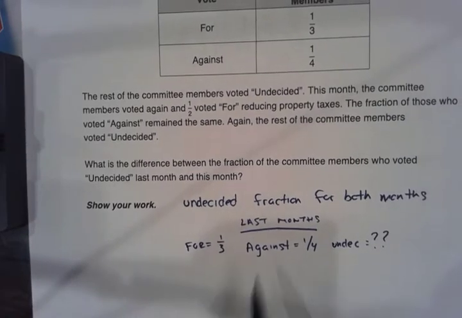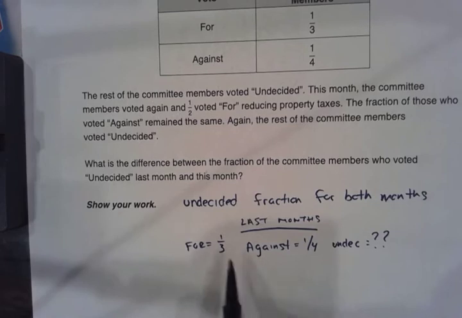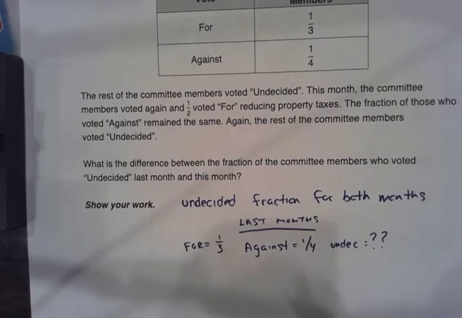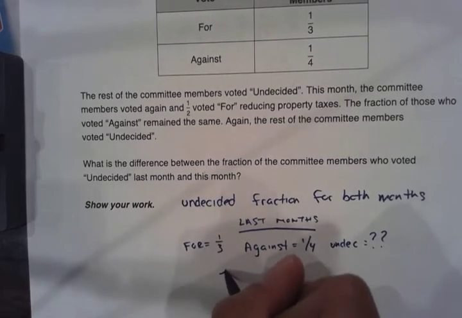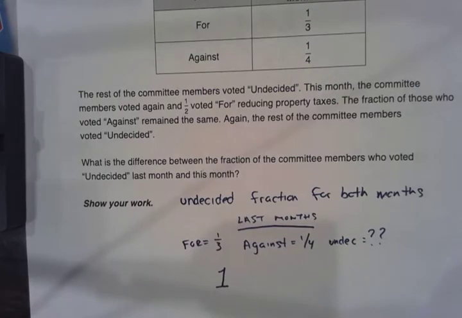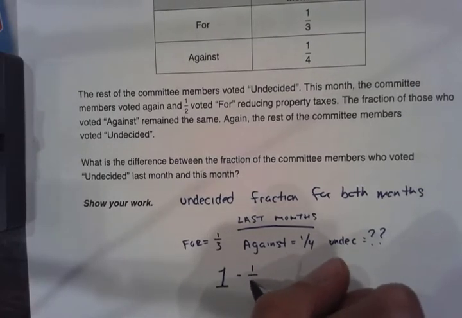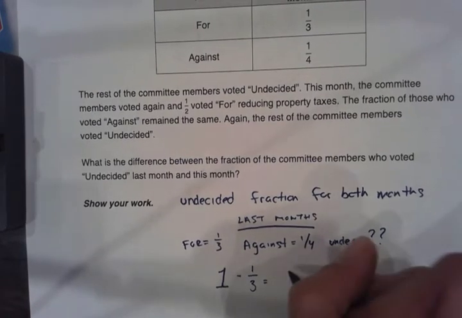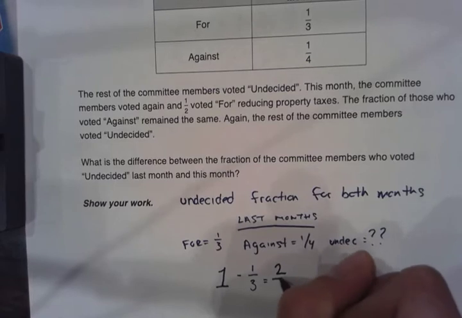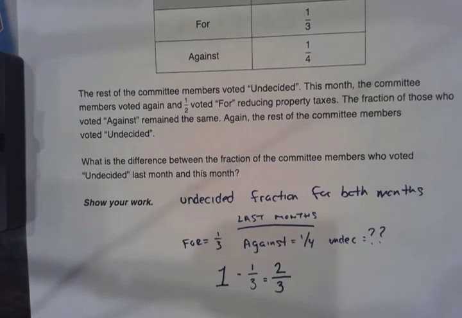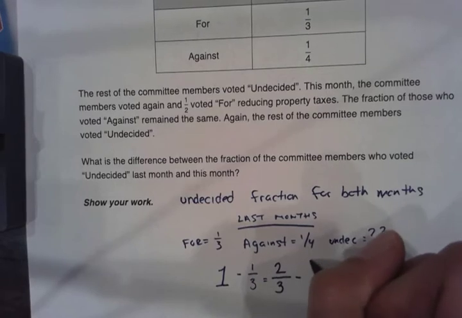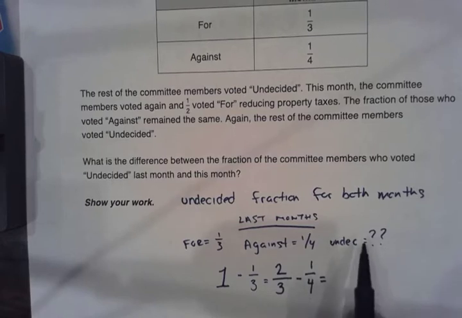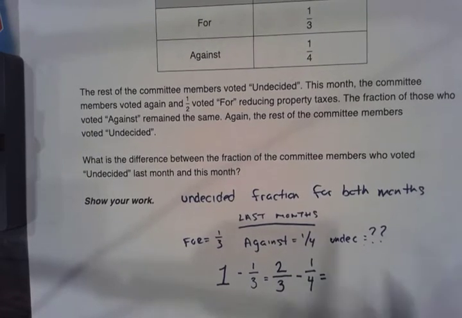Well, we know that the whole thing equals 1 whole, so if we just subtract these two fractions from 1 whole, we're going to figure out our undecided. So let's do just 1 whole minus our for, which is 1/3, and this one's going to be easy. We know 1 is the same as 3/3, and we're just going to take away 1/3. So that's going to be 2/3. So now we got to subtract 1/4, the against, and then from there we'll get our fraction for undecided just for last month only.